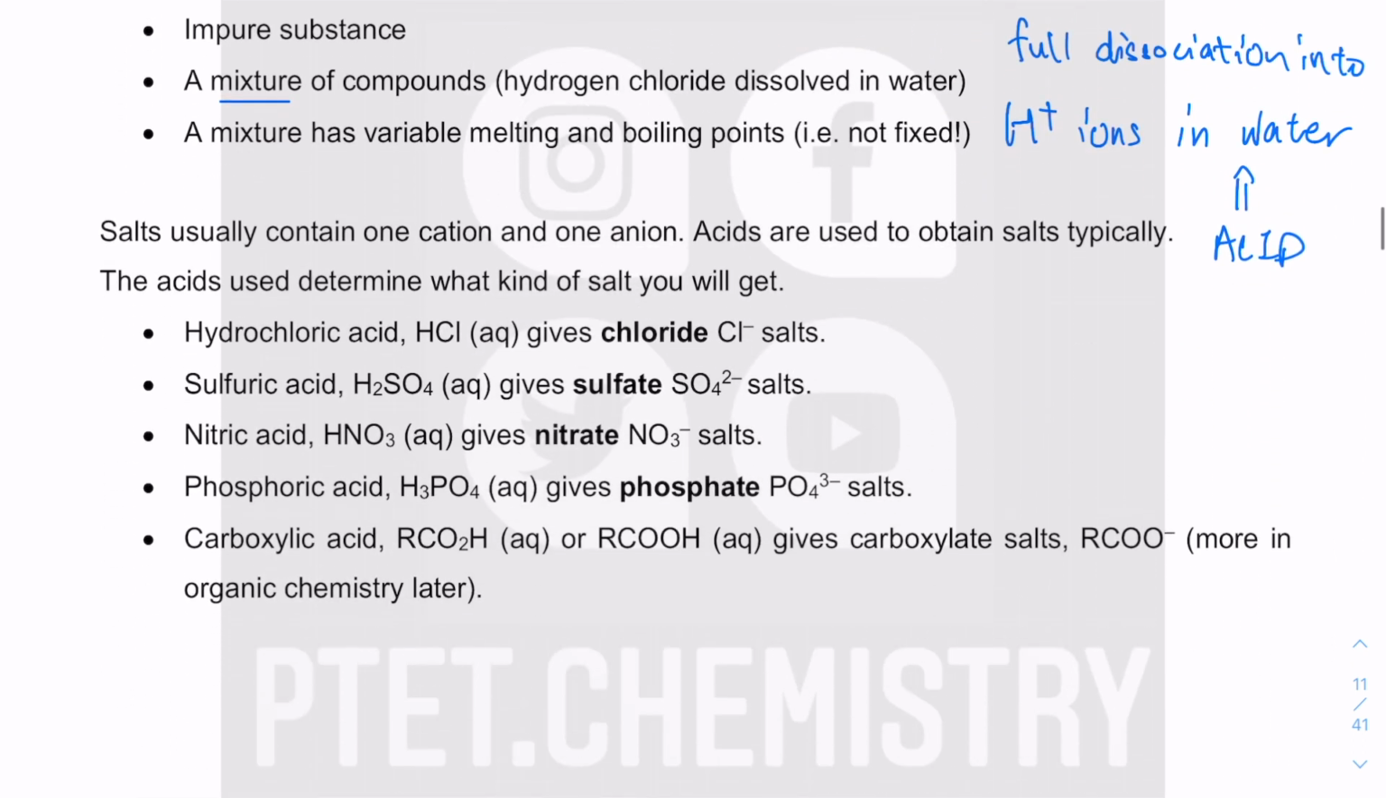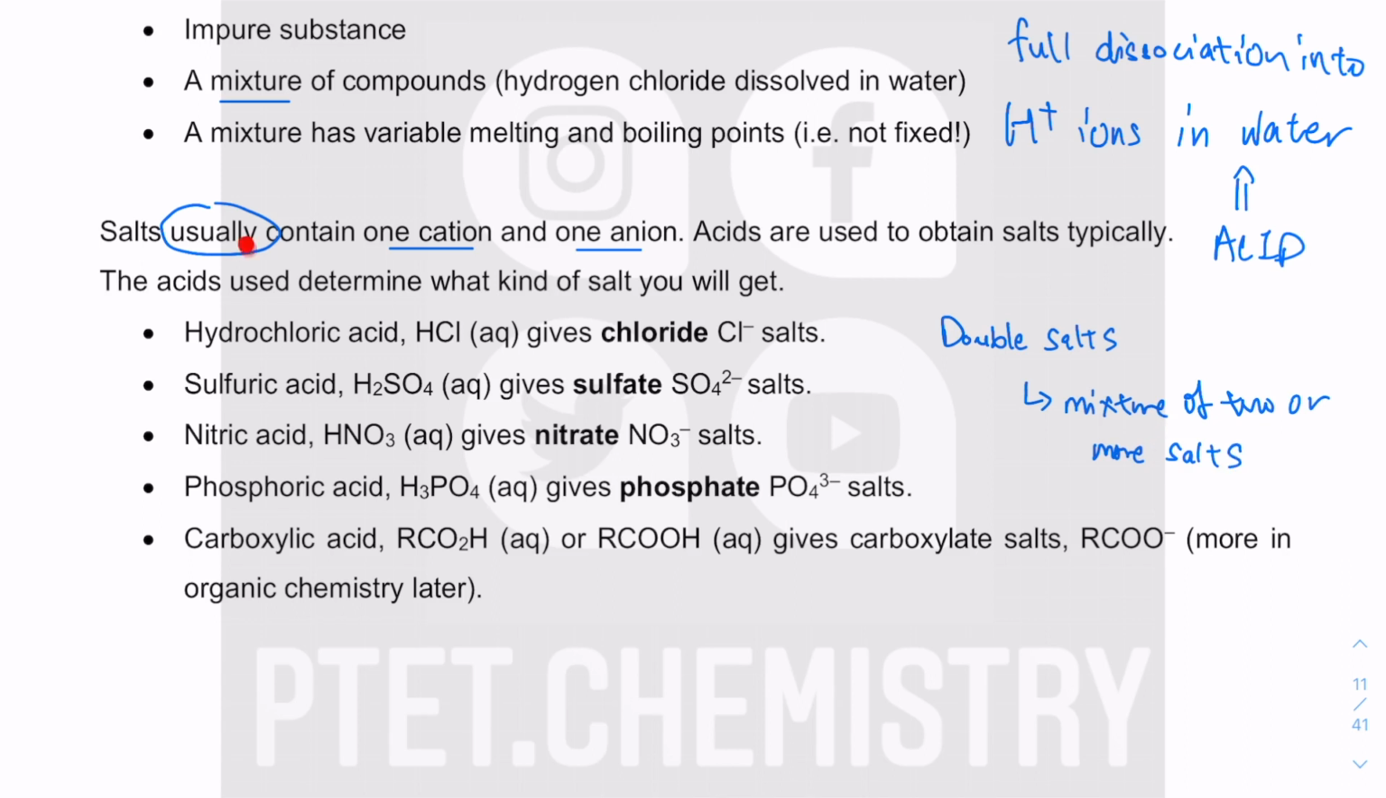In terms of talking about salts, salts usually contain one cation and one anion. I say usually because there are some salts called double salts. You can watch one of my experimental tutorial videos where double salts is a mixture. It's a mixture of two or more salts together. Remember that a mixture is just two or more substances mixed together.